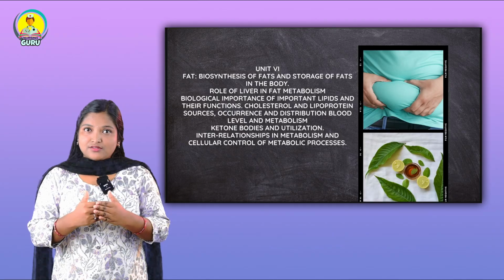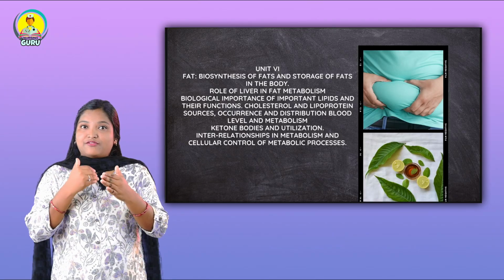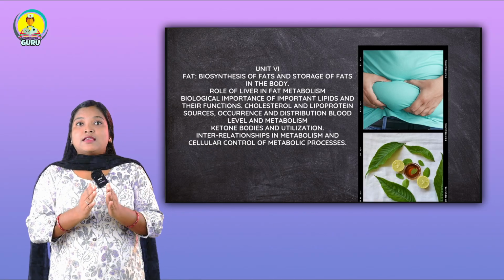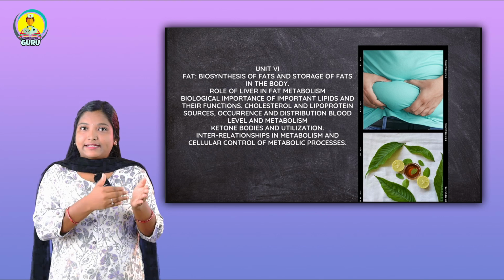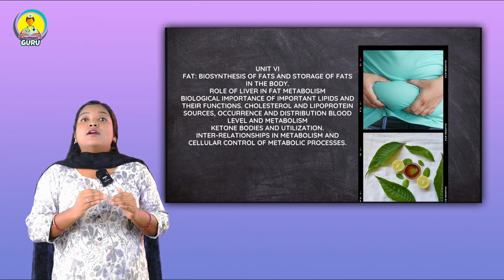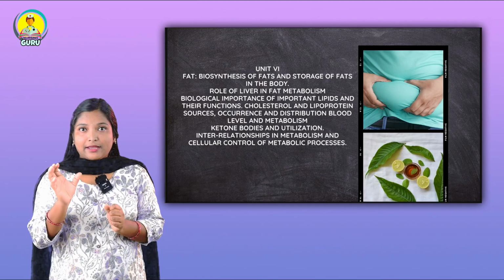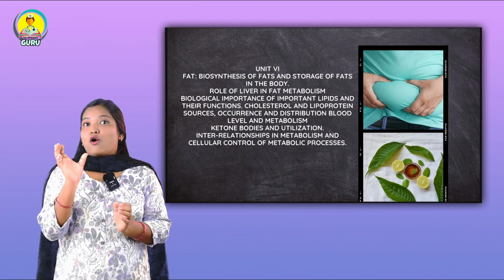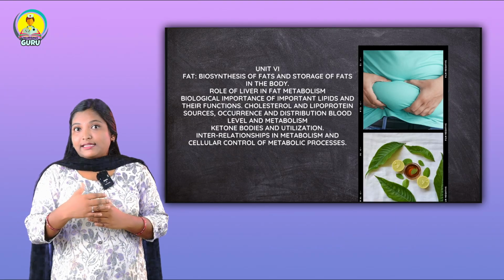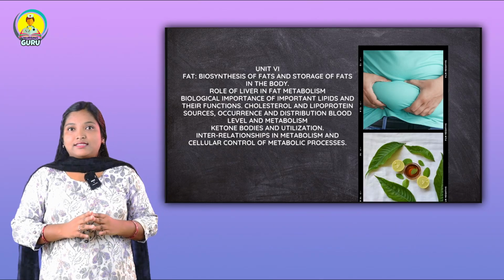When it comes to the fats, mainly we are focusing on cholesterol and lipoproteins and their sources, functions, distributions, and blood level and metabolism. Means how the cholesterol is distributed at the blood level, and the metabolism of cholesterol we are going to study in the fats. And mainly we are going to focus on the ketone bodies and their utilization, the interrelationship in metabolism and cellular control of metabolic processes, which means how it takes place inside the human body. That is the thing we are going to study in this 6th unit.